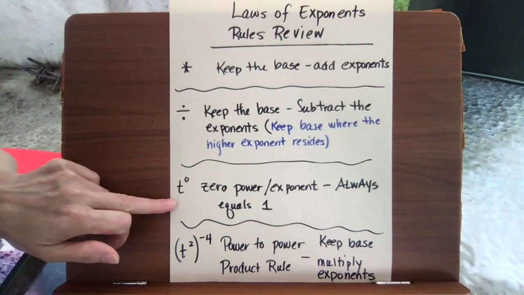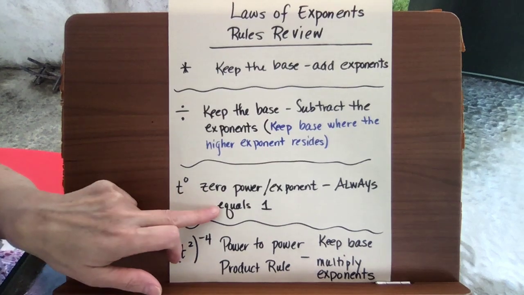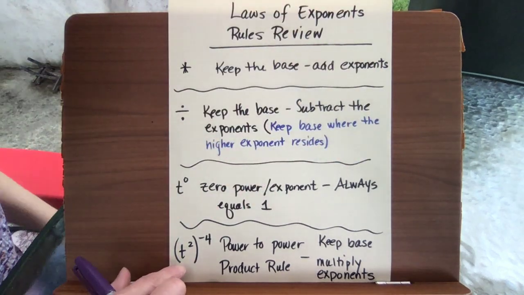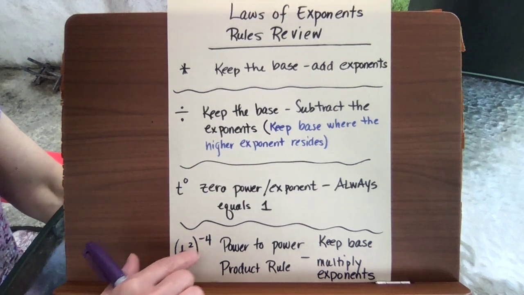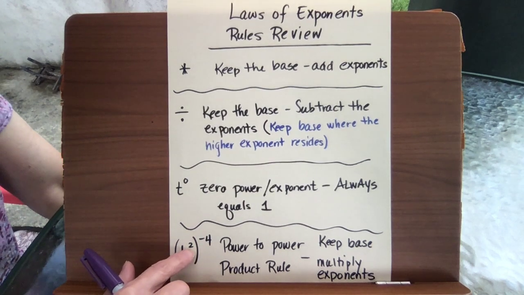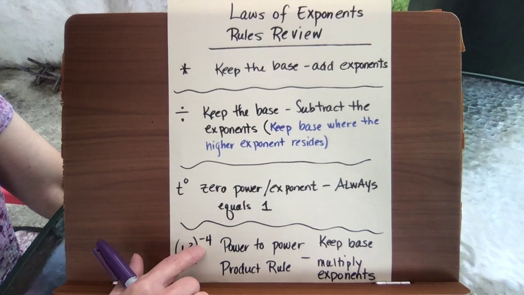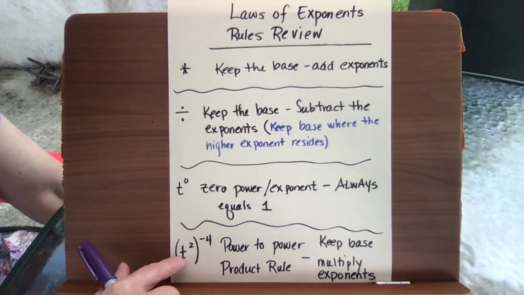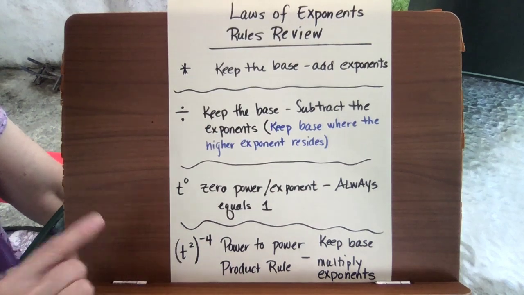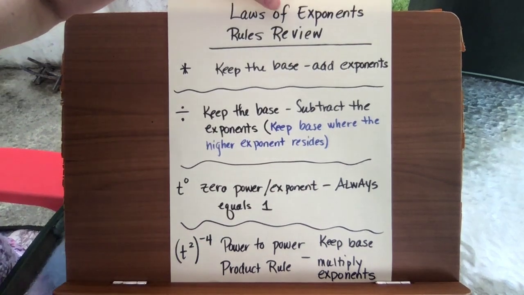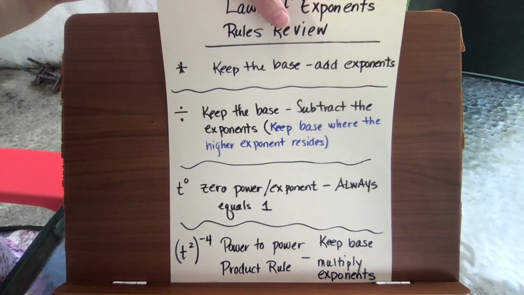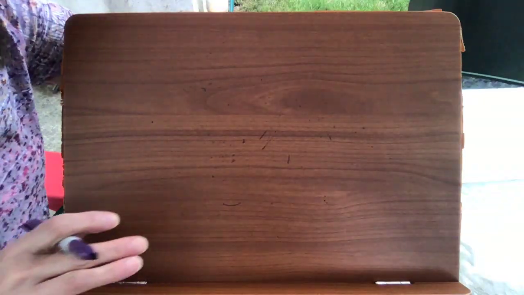Anything to the 0 power, so example, t to the 0, always equals 1. Anything to a power to power is going to be multiply the powers. So 2 times -4 would give you then a t to the -8. So the rule is that you keep your base and you multiply your exponents, power to power. We're not going to see too much of that in this lesson because we've done that already, but just something to keep in mind as a review of all the rules.